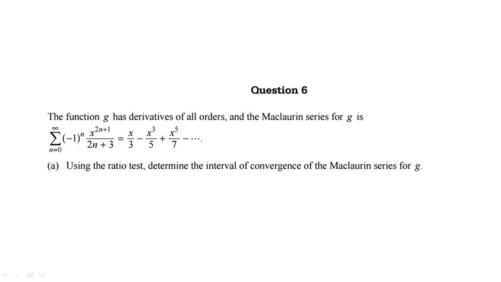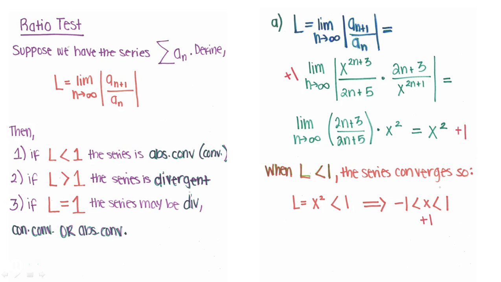As I go through all the parts, I will also explain how you can get each point and where each point comes from. The first thing you need to know for part A is what the ratio test is. Suppose we have a series a sub n, where L is equal to the limit as n goes to infinity of the absolute value of a sub n plus 1 over a sub n. If L is less than 1, then the series is absolutely convergent, therefore it's convergent. If L is greater than 1, the series is divergent, and if L is equal to 1, the series may be divergent, conditionally convergent, or absolutely convergent. So it's basically inconclusive.